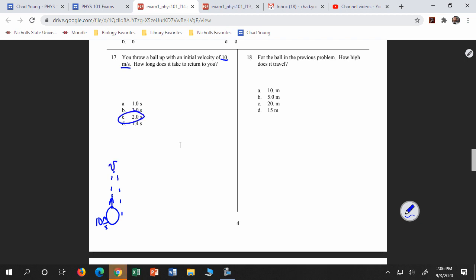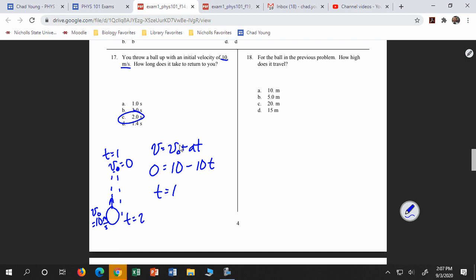Let's just go through that right quick. So v is equal to 0. V initial is 10. And so I say v is equal to v naught plus at. That's 0 equals 10 minus 10t. That's my acceleration. So t is equal to 1. T equals 1 at the top. That means t equals 2 at the bottom.